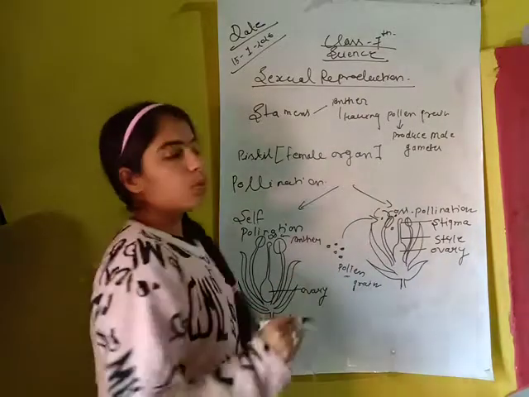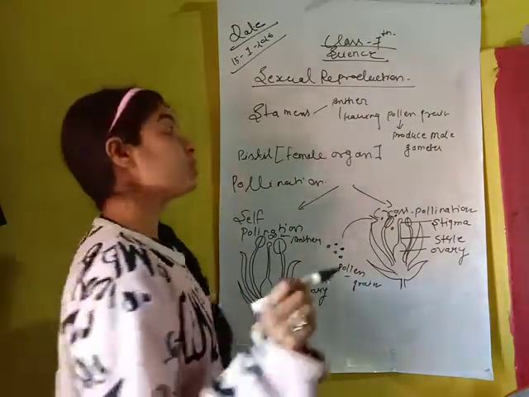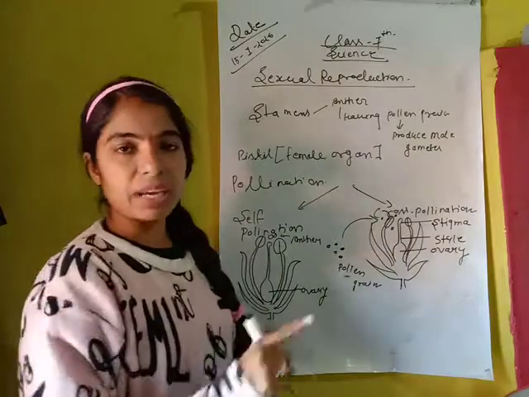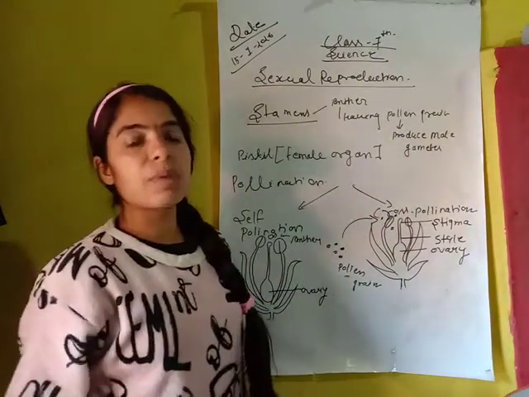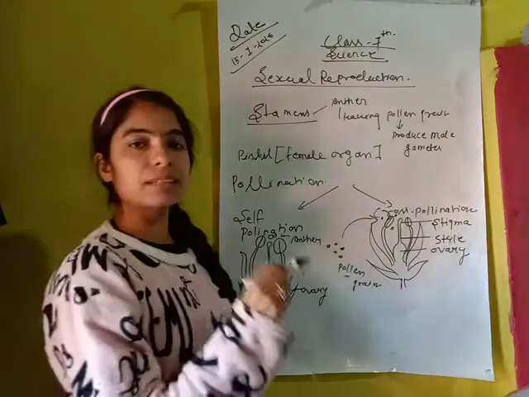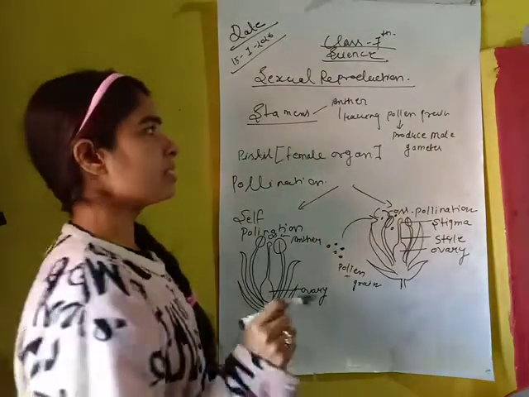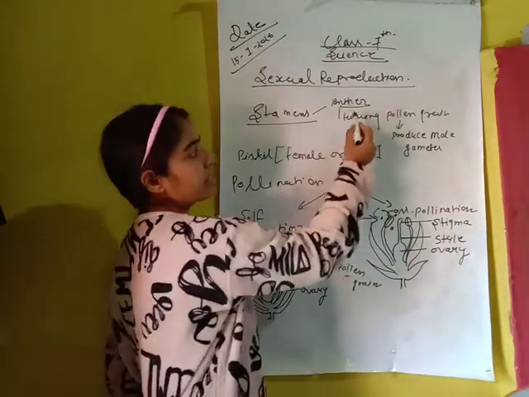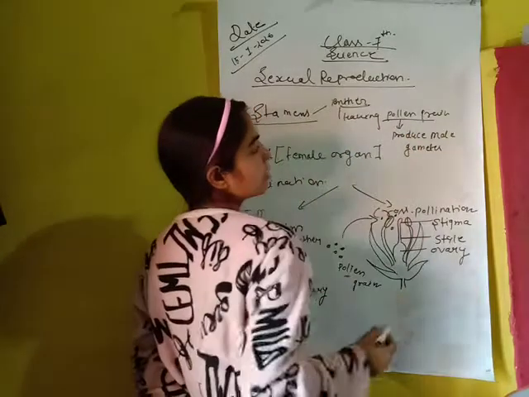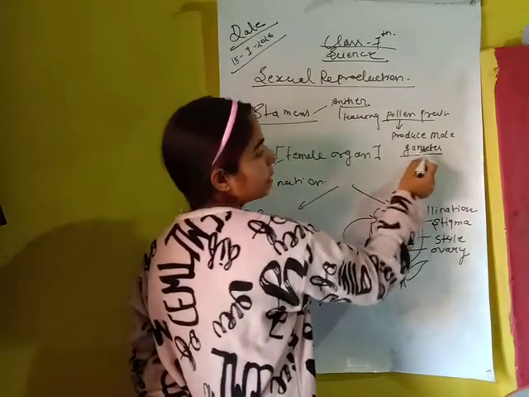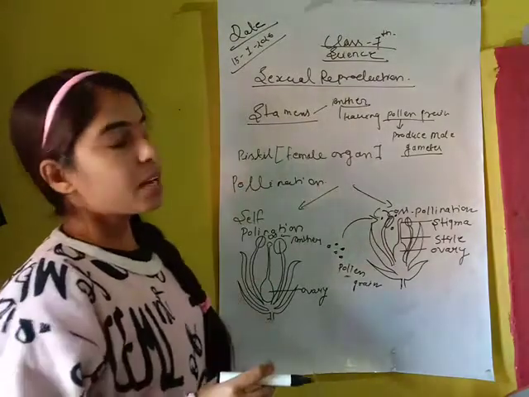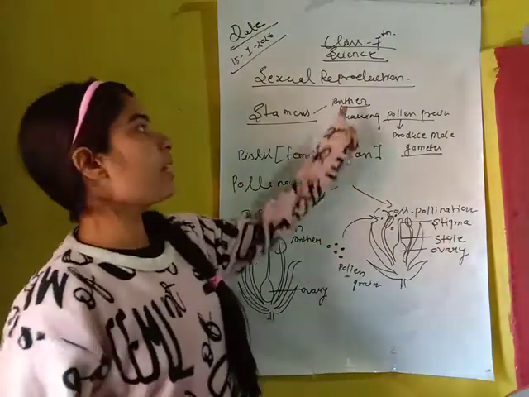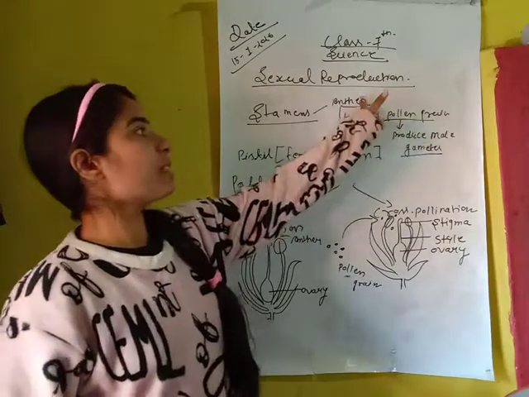Firstly, in a flower there are two parts, the male and the female. Here is the stamen. The stamen is the part of a flower which consists of the anther and filament, and the anther has pollen grains which produce the male gamete. Always remember, students, the stamen is the male part, and the male gamete is produced by the pollen grain which is present in the anther.